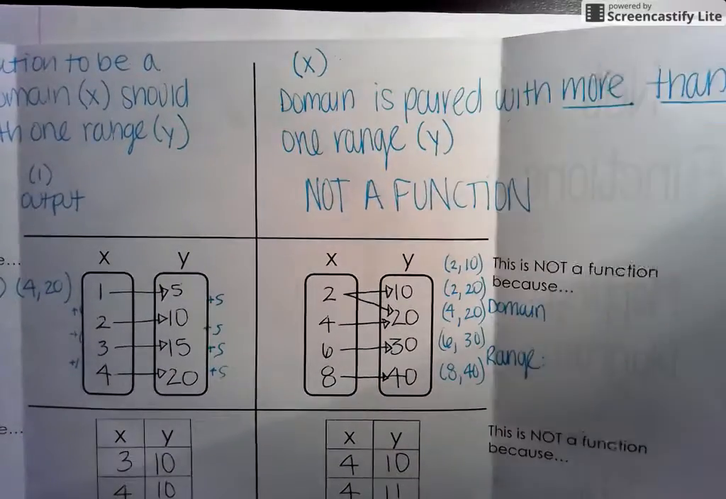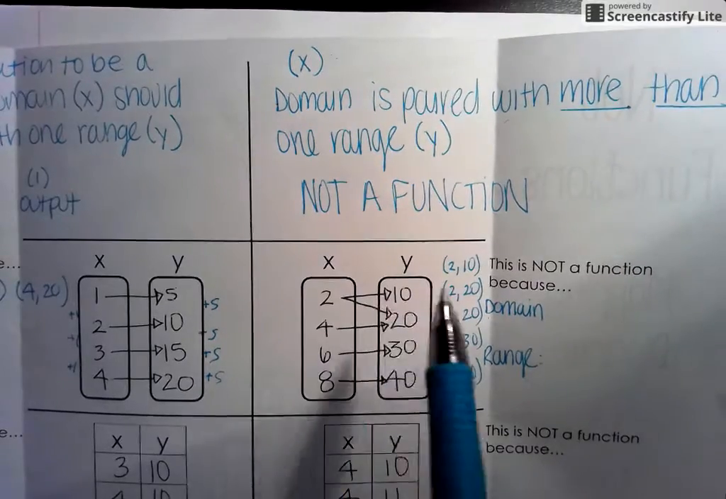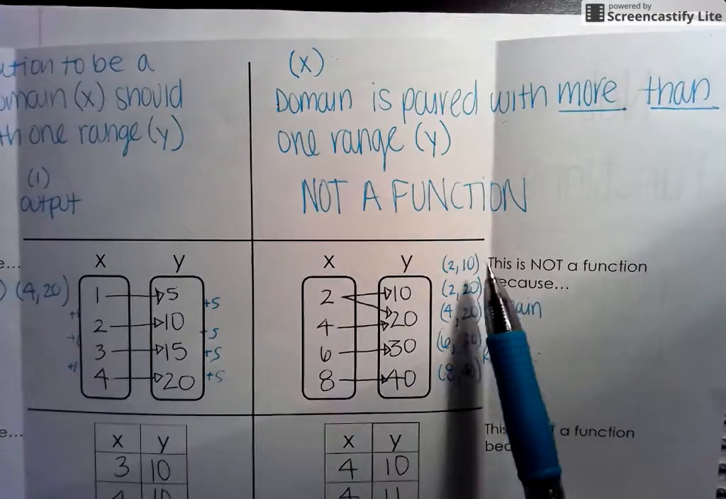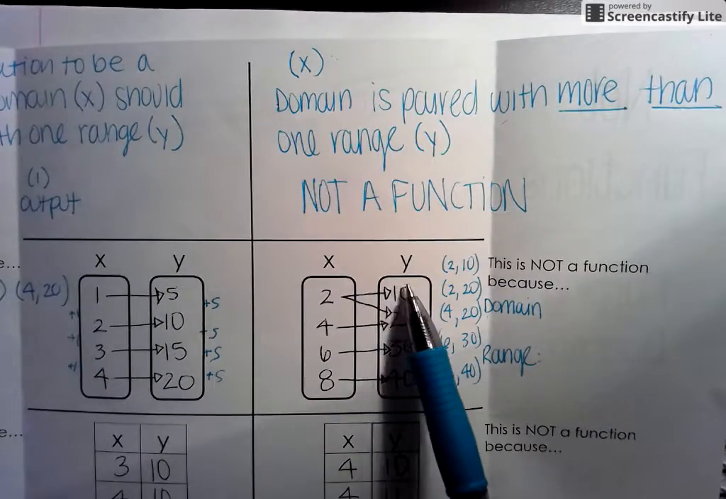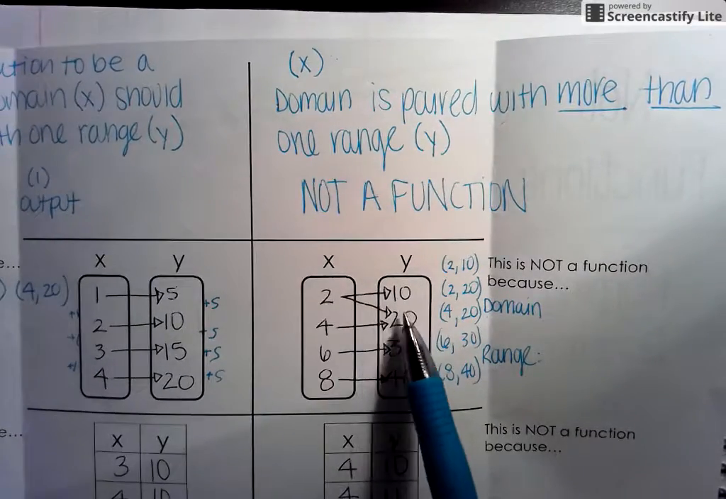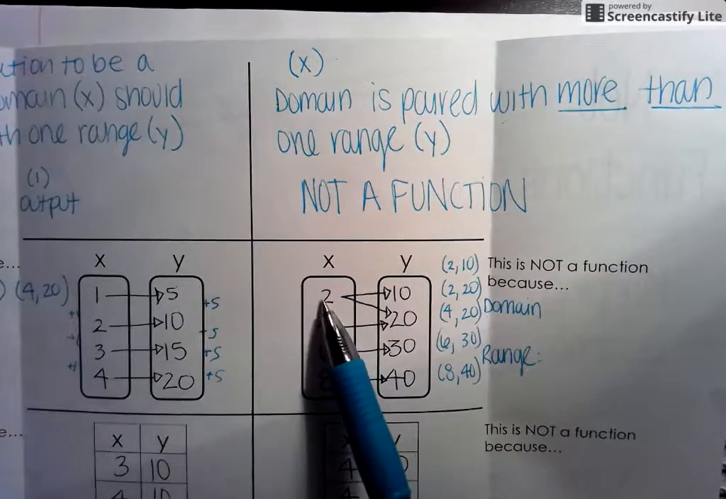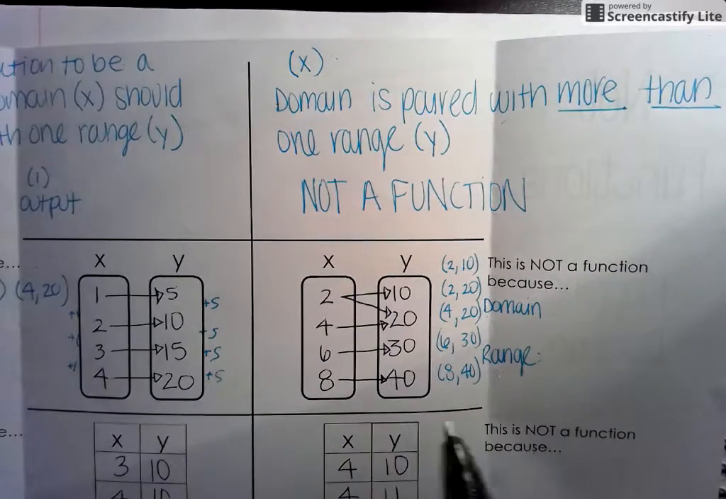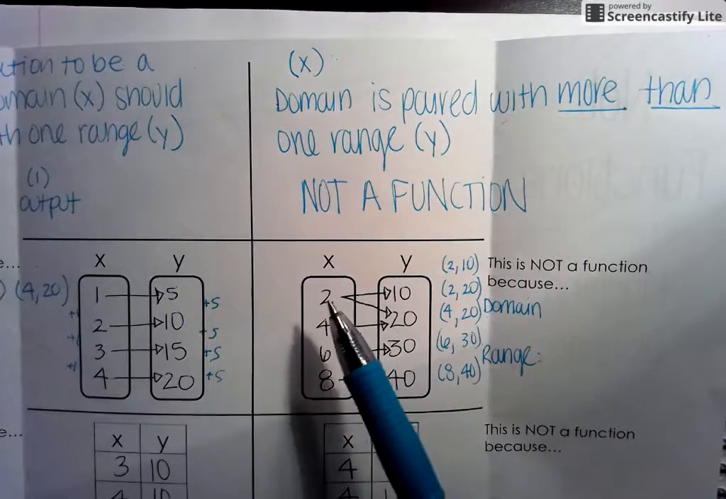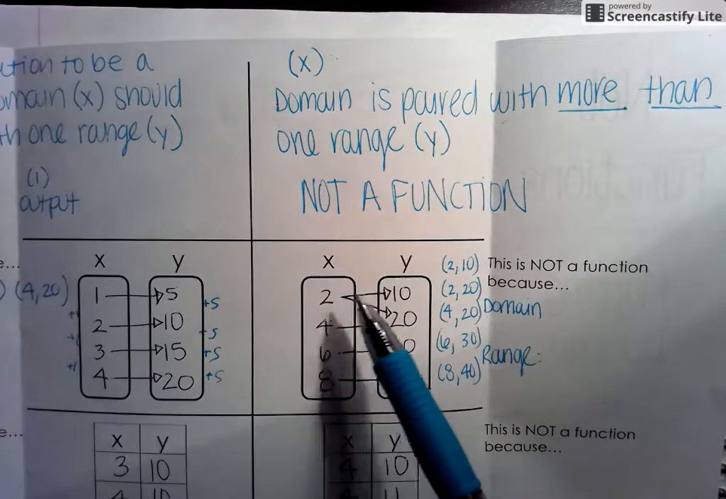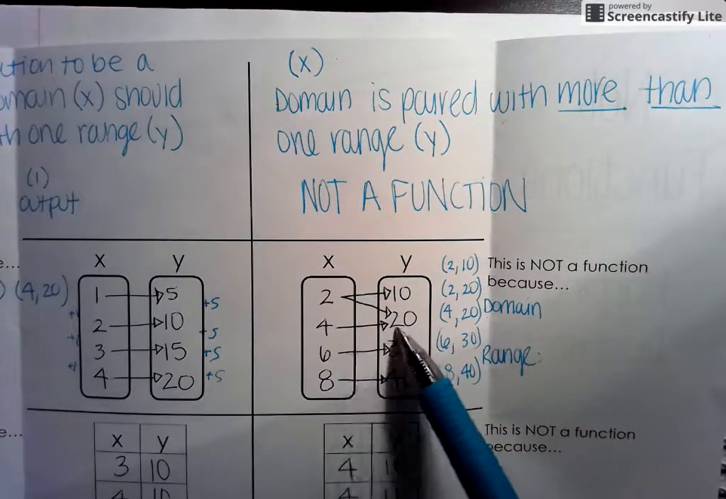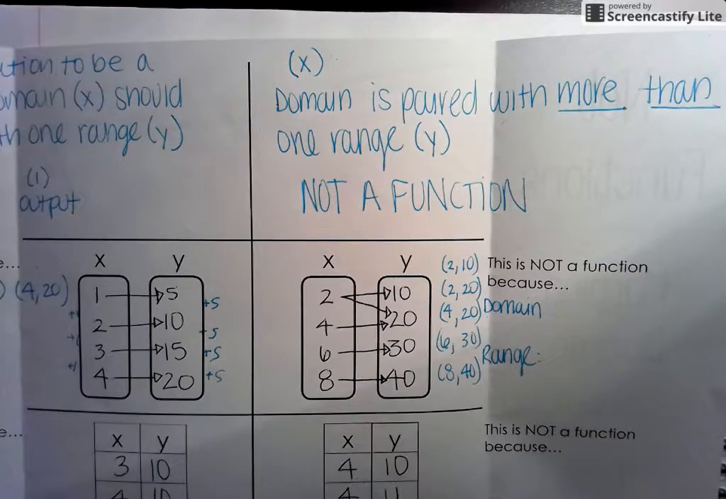Now, an example of these are called mapping diagrams, and the reason this one doesn't work is that when I wrote out the pairs, the input of 2 is paired with 10, and the input of 2 is paired with 20. Because 2 is paired with 2 different outputs, this would not be a function. So you cannot have an input paired with 2 different outputs. Now, if this was just 2 and 10, 4 and 20, 6 and 30, and 8 and 40, then it would work. But in this case, this would not be a function.